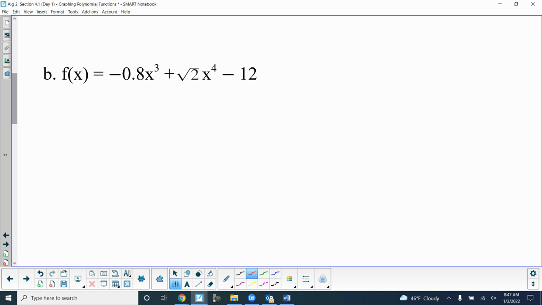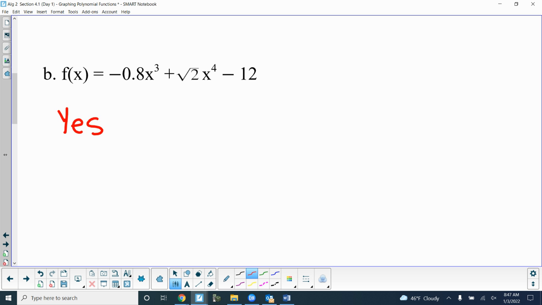Are our exponents whole numbers? Are the coefficients real numbers? They just have to be real numbers. Is negative 0.8 and the square root of 2 and negative 12, are they all real numbers? Do we have any i's that you see? You don't see any i's, do you? All right, so they're all reals, right? So it is, yes, a polynomial function. Is it in standard form yet?